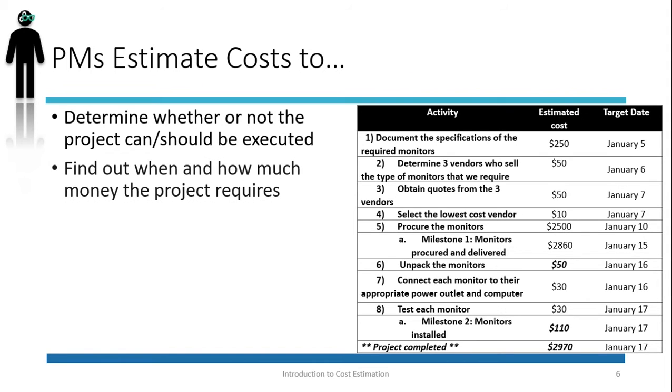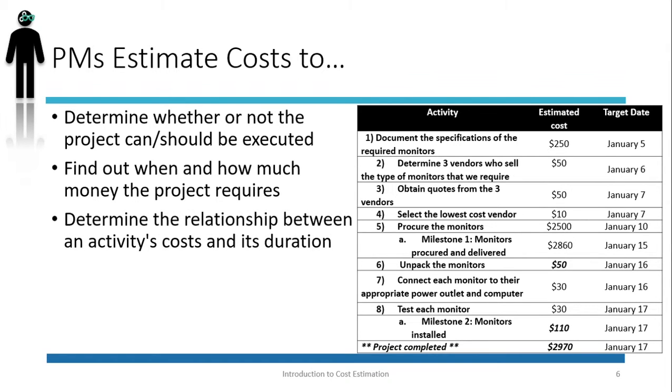We also estimate costs to find out when and how much money the project requires. Again, in our example, while the total cost of the project is estimated to be $2,970, until January 10th, we'd only need $360. Therefore, it will be acceptable to start the project even if the total required funding is not available on day 1, as long as there is an understanding and commitment from the sponsor that the funding will become available when it is required.